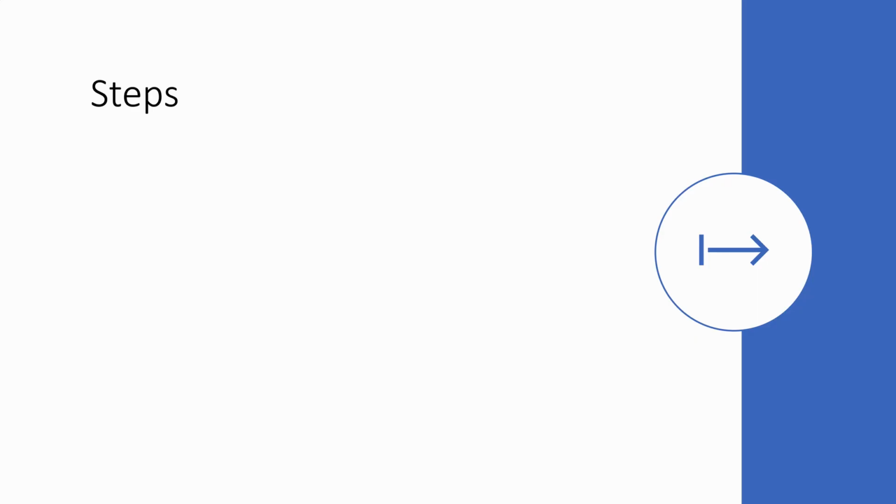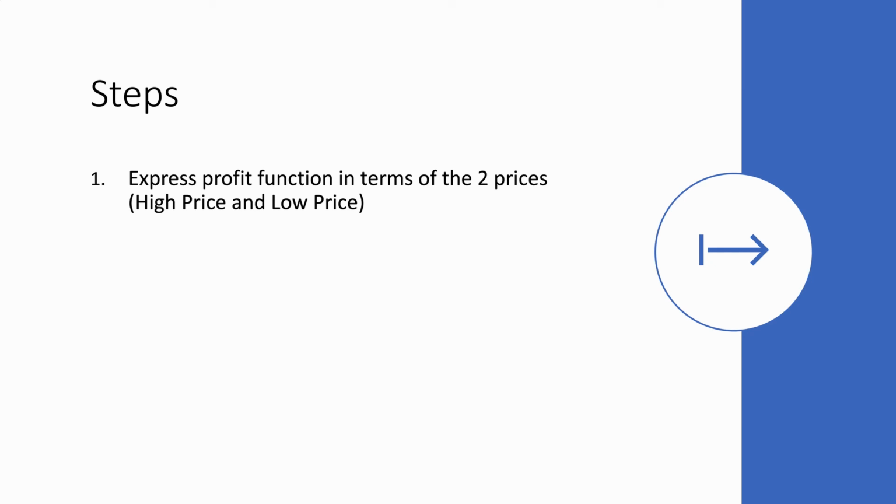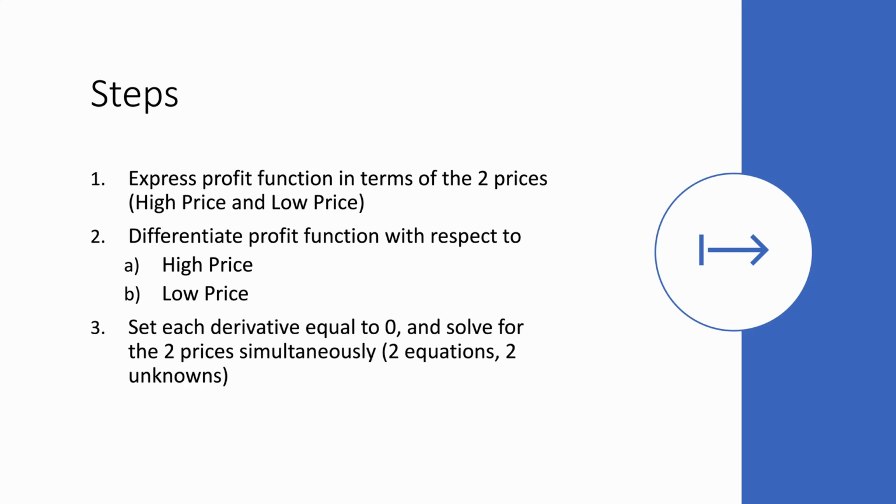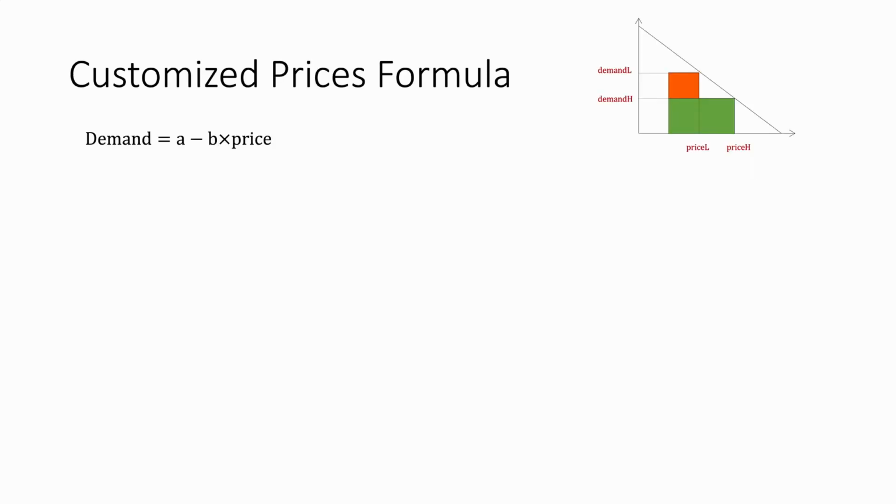The steps we take include, first, to express the profit function in terms of the two prices, the high price and the low price. Then we take two different derivatives. So we differentiate profit with respect to high price and low price. Then we set the two derivatives to 0 and solve for the two prices simultaneously. That is, we have two equations and two unknowns. Specifically, here's how we conduct the calculation.